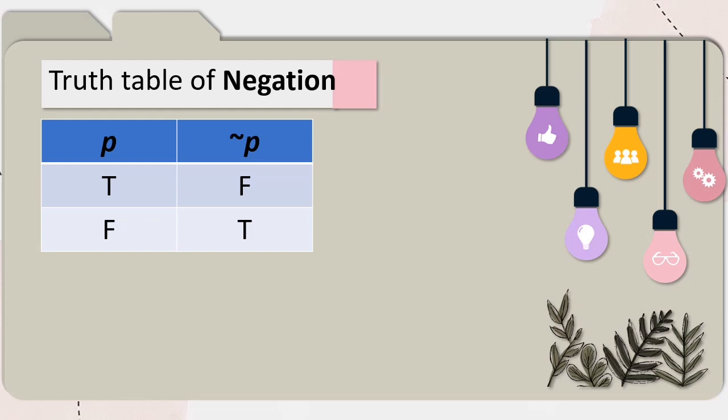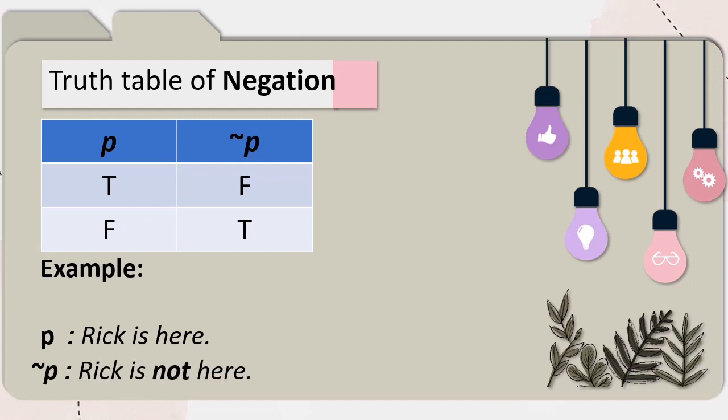So let's have an example. Rick is here. So what would be the possible negation of your first statement? Rick is not here, because not is the connective of your type of statement, which is the negation.